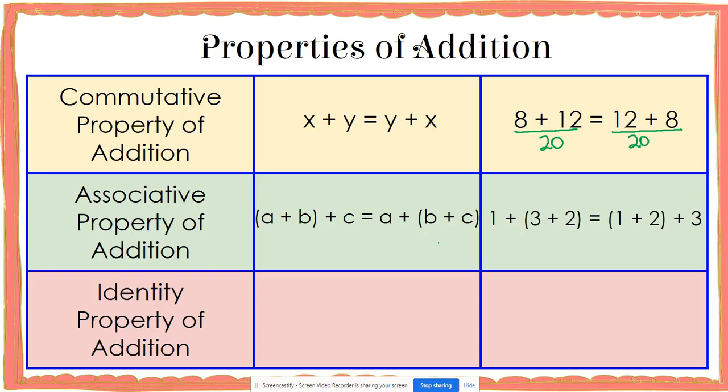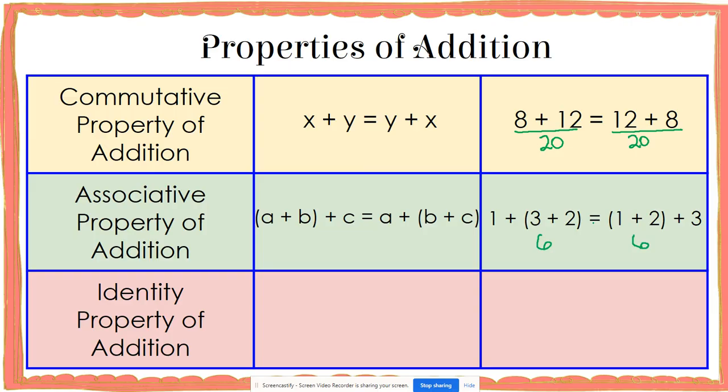A numerical example of this would be (1 plus 3) plus 2 is equal to 1 plus (2 plus 3). On this side, I would add 3 plus 2 first because they're in parentheses, and 3 plus 2 would give me 5. Then I would add 1 plus 5, which would give me 6. On this side, I would add 1 plus 2 first because they're in parentheses, so 1 plus 2 gives me 3. And then I would add this 3, which would also give me 6. So even though my numbers are ordered differently or grouped differently, the associative property says that they are equivalent expressions.